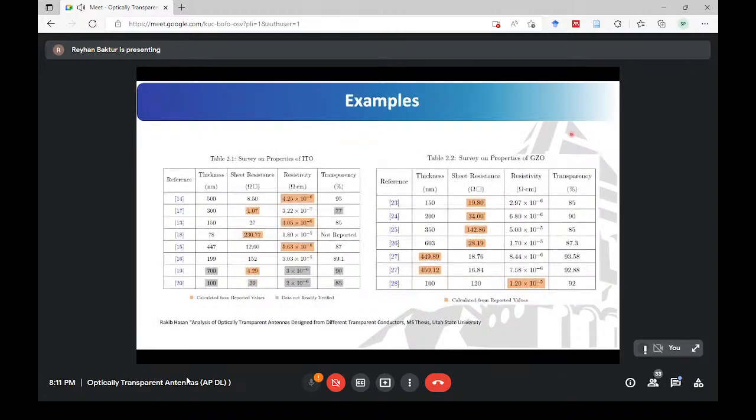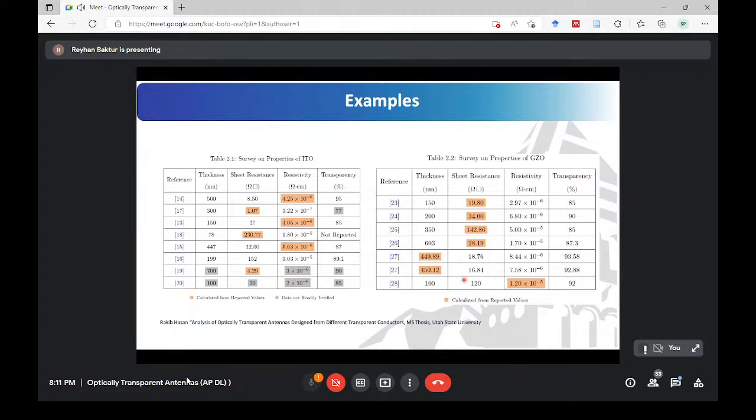So with that, let's take a look at some examples. I pulled it out from my most recent student's master's thesis, and I listed his thesis. It should be online maybe in a month. I mean, he just submitted it, but it will be free online for everyone to check out.